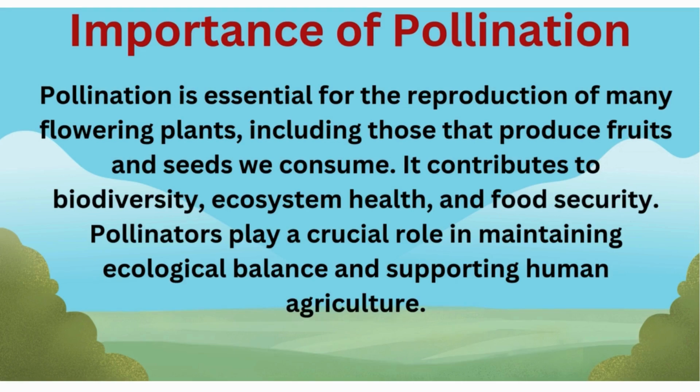Basically, pollination is essential for the reproduction of many flowering plants, including those that produce the fruits and seeds we consume. It contributes to biodiversity, ecosystem health, and food security. Pollinators play a crucial role in maintaining the ecological balance and supporting human agriculture. So this is all about pollination, the types of pollination and the different agents required for pollination.